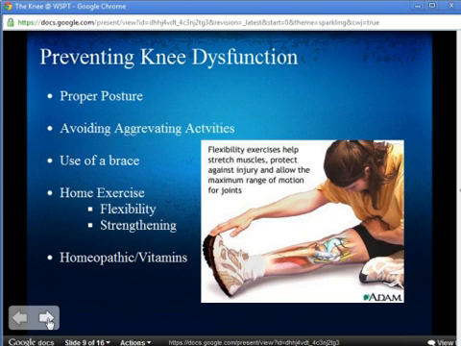Great things are home exercises. Being active is one of the best ways, between posture and being physically active, the best ways we can do it to prevent any type of injury, including the knee. We've been made to function and to move around and to be active.